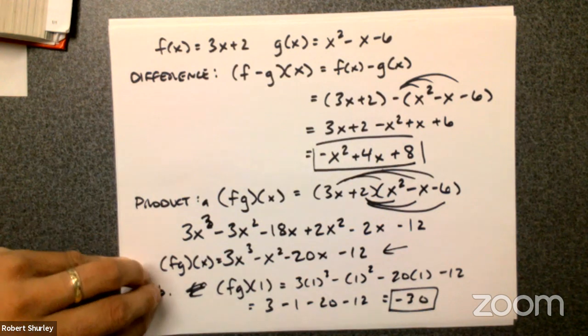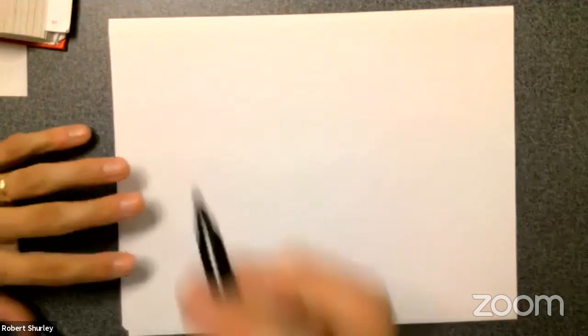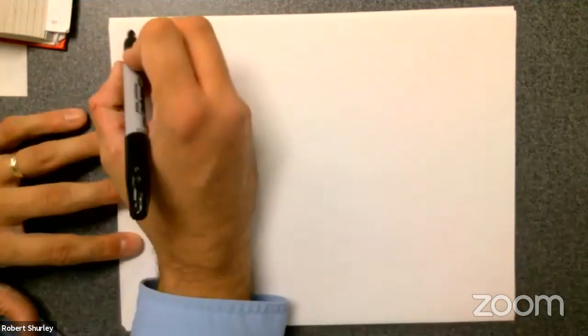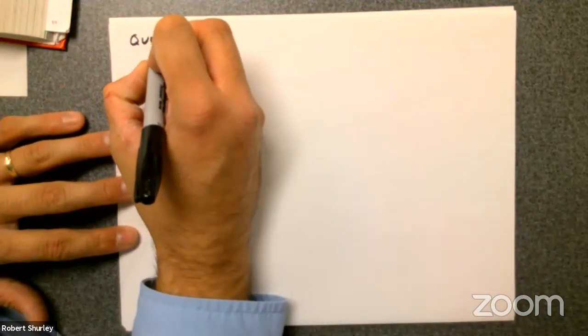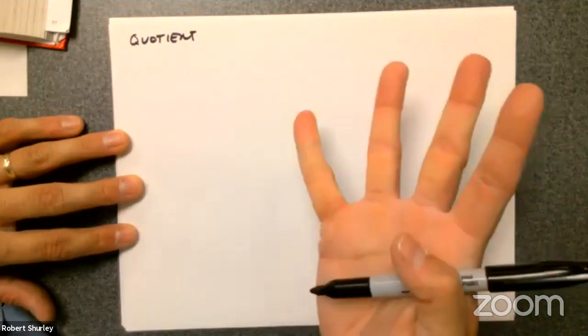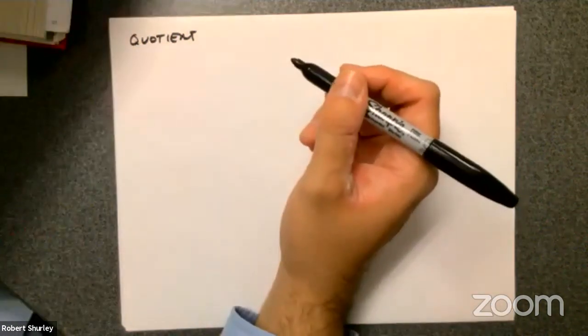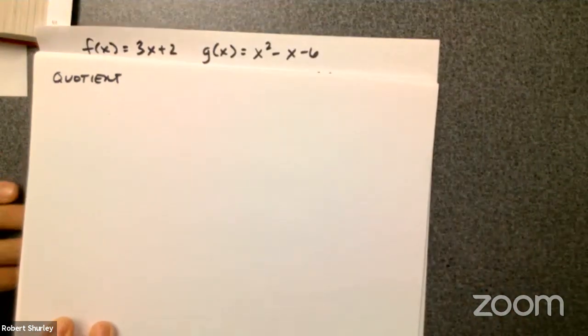Questions before I get to quotient? These aren't really crazy or anything like that. Quotient. So now we've got, no, this is quotient. So we've added, we've subtracted, we multiplied. Now we're going to divide, okay? So to divide, we're still using the same f and g, okay? I'm not going to be lazy.